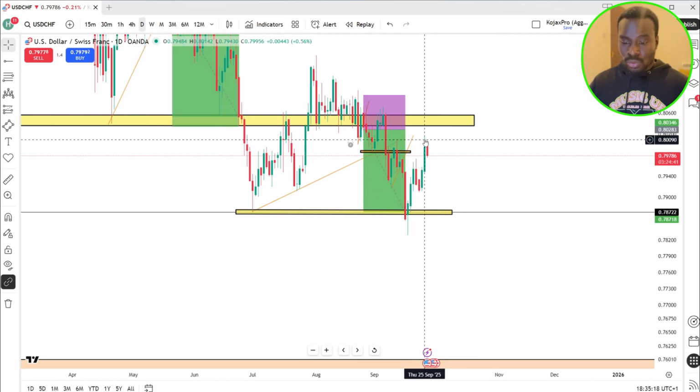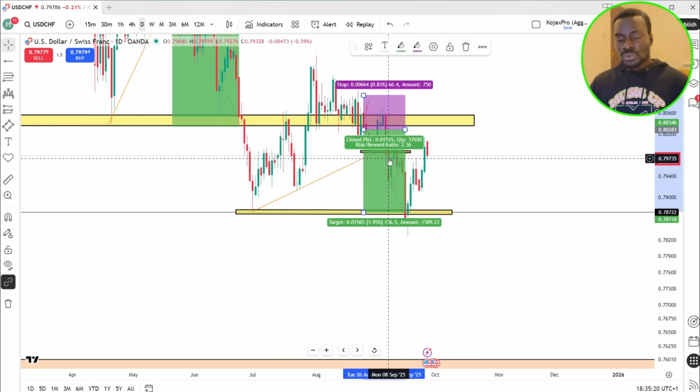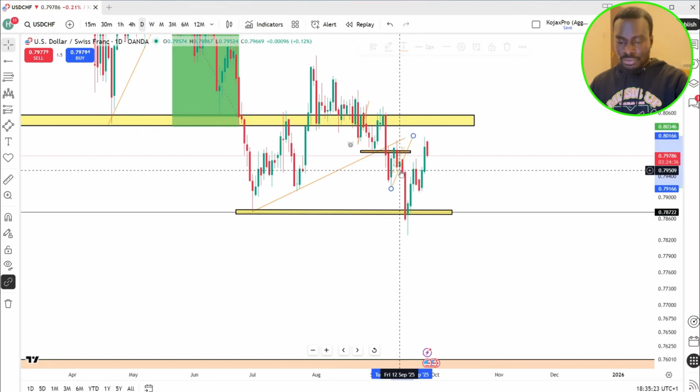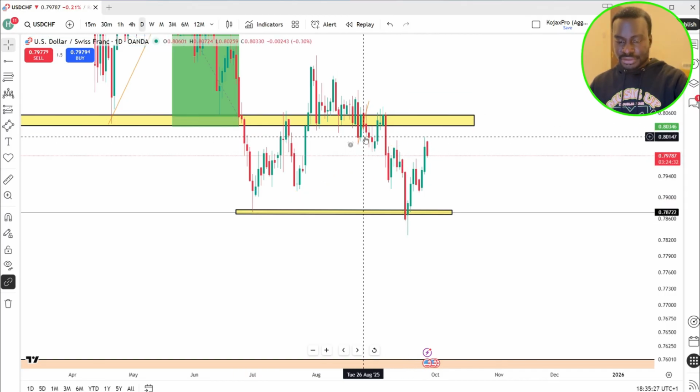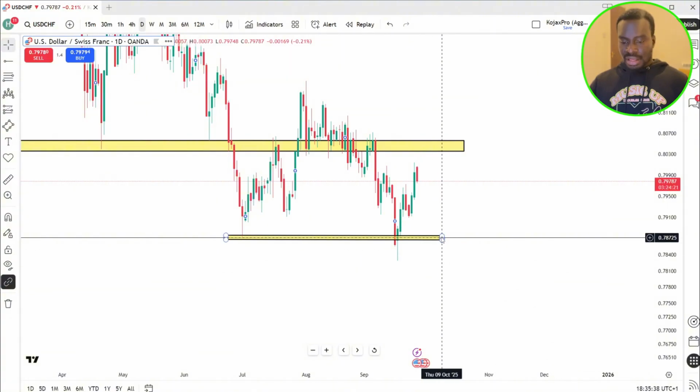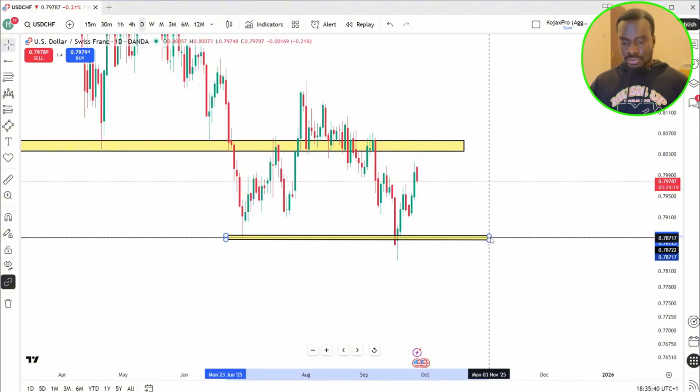Now it's put back all the way to the upside. So what am I expecting for USDCHF now? I'm just going to take off all these things. USDCHF has come here and didn't break below this zone.